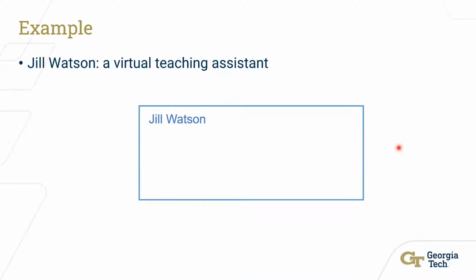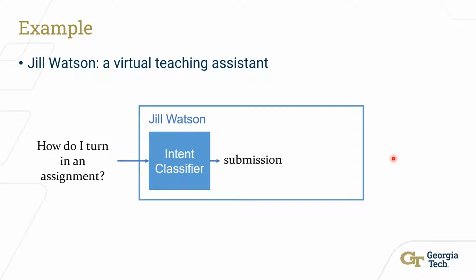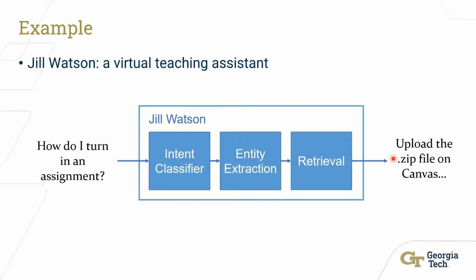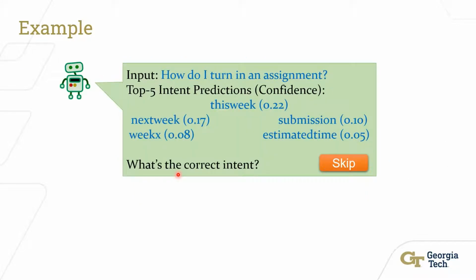Consider this example where we wish to develop a classifier for Jill Watson, a virtual teaching assistant in online classes. Jill Watson relies on an intent classifier to predict the user intent. In this example, a student has asked Jill Watson about the submission process of an assignment. The intent classifier correctly identifies the intent submission and passes it over to an entity extraction module, which passes its result to a retrieval module to produce the final answer. Jill Watson says, upload the zip file on Canvas, and so on. We wish to enable a human teacher to interact with a machine and teach it to perform well on the intent classification task. What will this conversation look like?